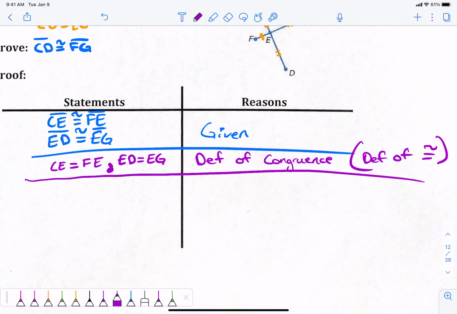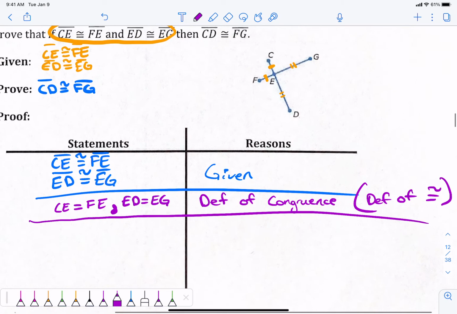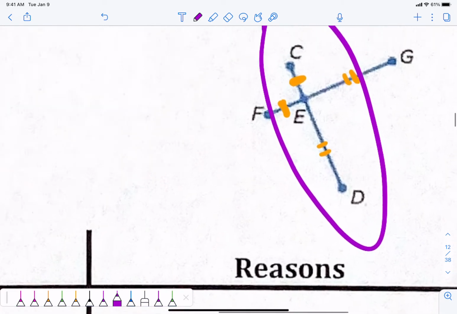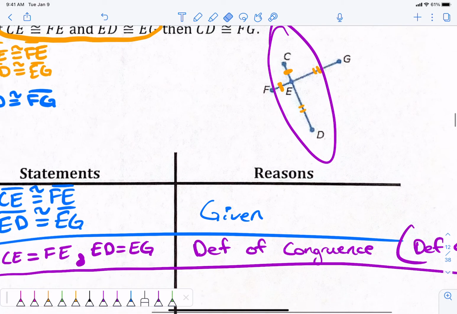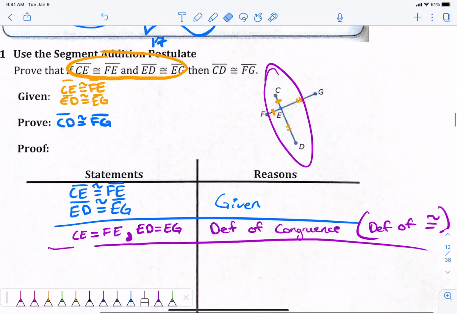Okay, all right, so now we have this going on here. We're going to use the segment addition postulate somewhere, right? We know that we're going to do that. So let's do our segment addition postulate for this piece that goes this way. What segments can we add together to say are equal to the whole segment? What would we do there? CE and ED. Okay, so we would say CE plus ED will be equal to CD, right?